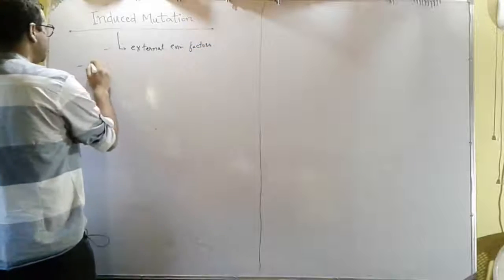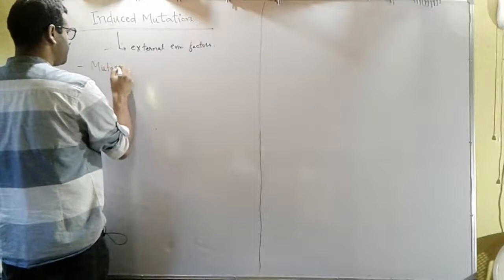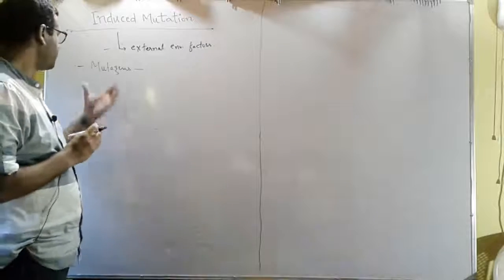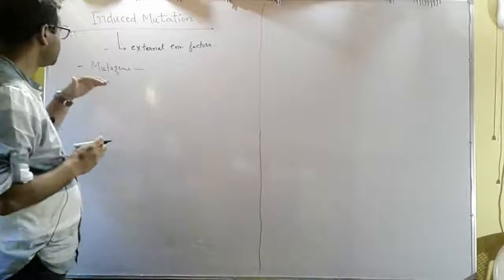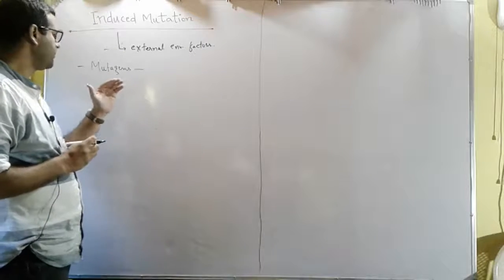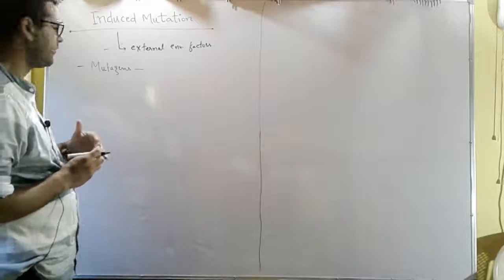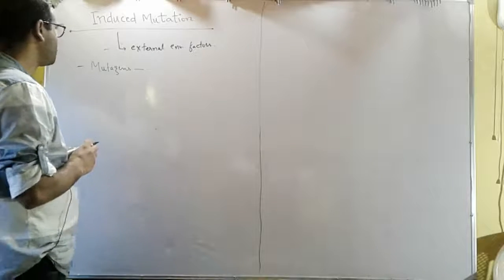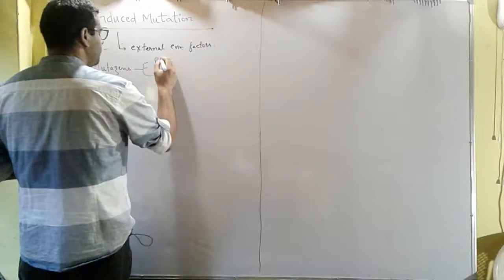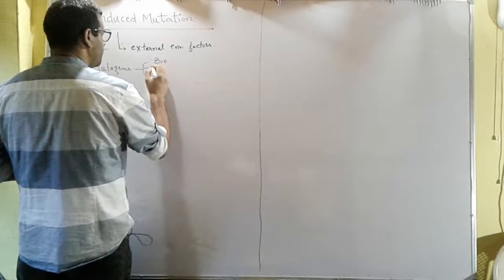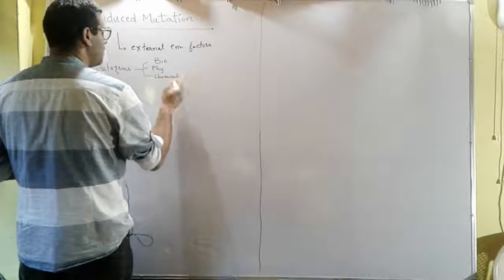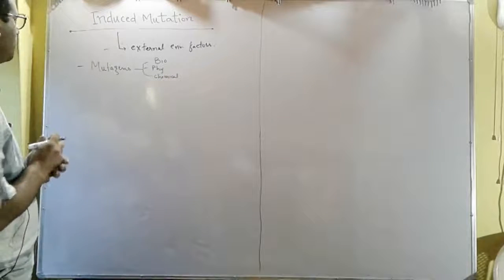And we have a term that is mutagens. Mutagens are those agents, whether they are physical agents, chemical agents or biological agents, which disrupt the structure of DNA and cause mutation. So mutagens are agents which cause mutation. They may be biological agents, they may be physical agents, they may be chemical agents which are known to alter the structure of the DNA and cause mutation.